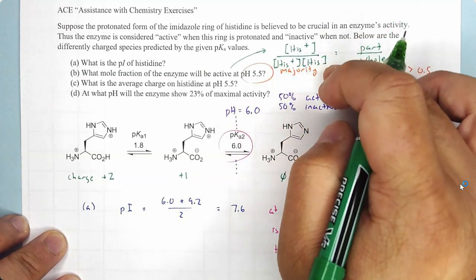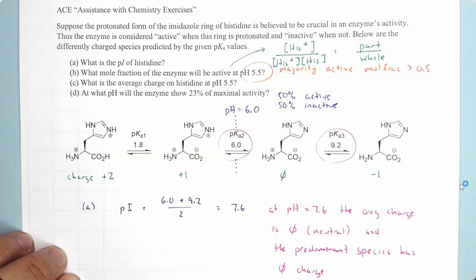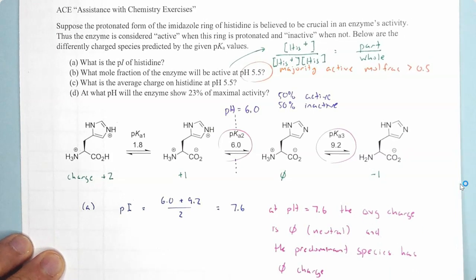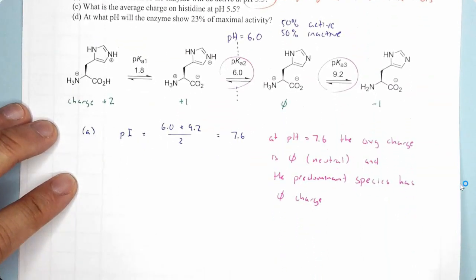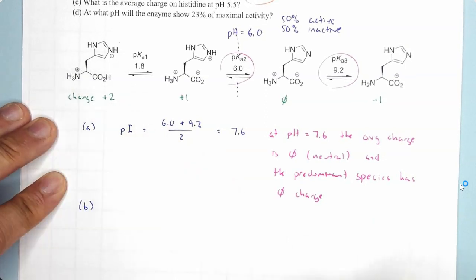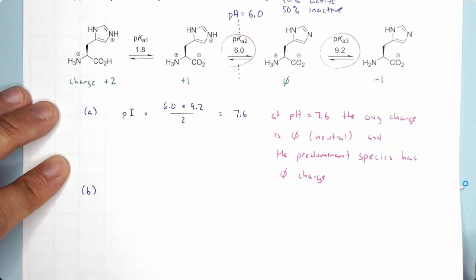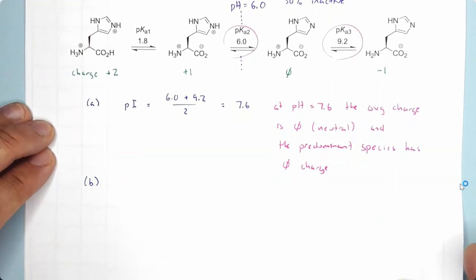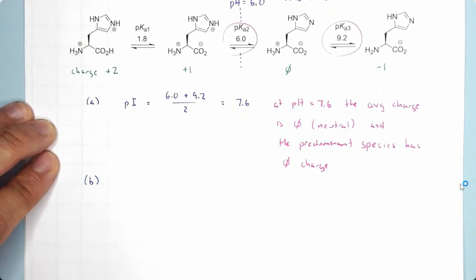And so do you see how this is a percentage of the whole that is active? So where do we see something like this? We see this in the Henderson-Hasselbalch equation, sort of, right? The Henderson-Hasselbalch equation actually gives us a ratio and not the mole fraction or the percentage. Let me show you what I mean by that.